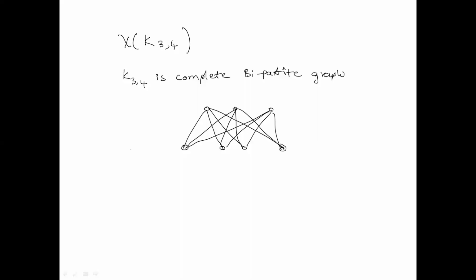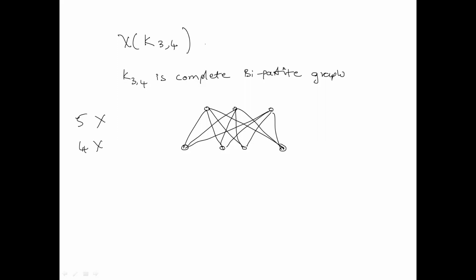How many colors are required? What is the minimum number of colors? 5, sir. No, 5 is the wrong answer. Any other answer, anybody? 4. 4 is also wrong. Anybody? Sir, 2 should be enough, sir.